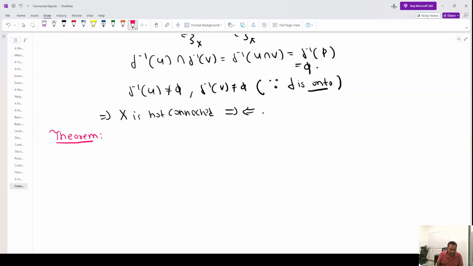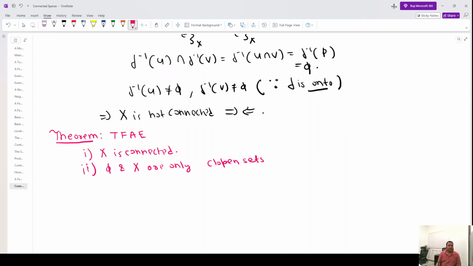So, the following conditions are equivalent. What following are equivalent? Number one, X is connected. Number two, phi and X are the only clopen sets. Okay? Other than that, if X is connected, you cannot have a set which is both open and closed.